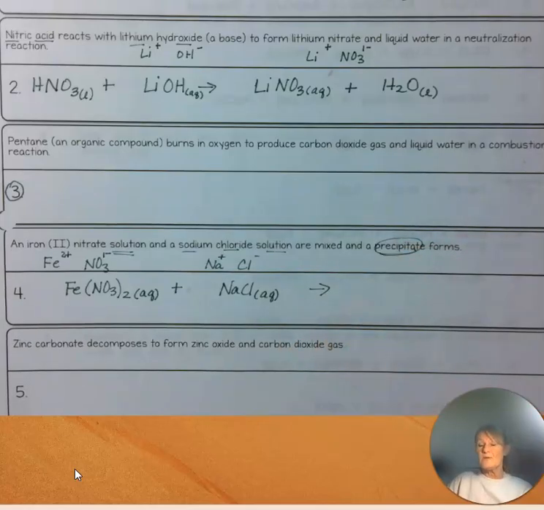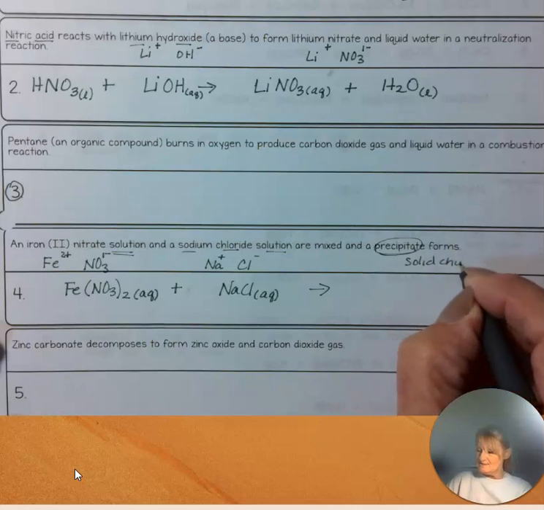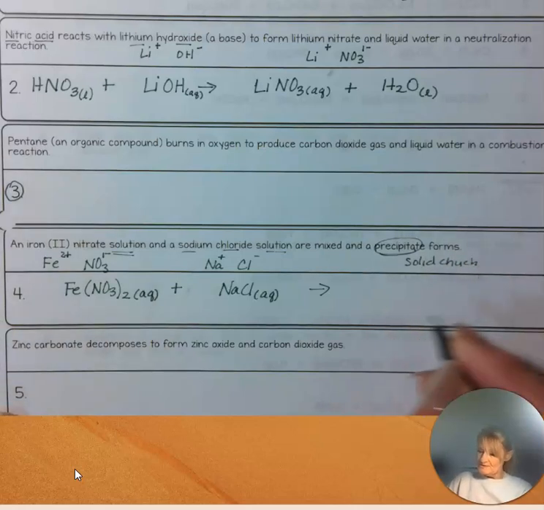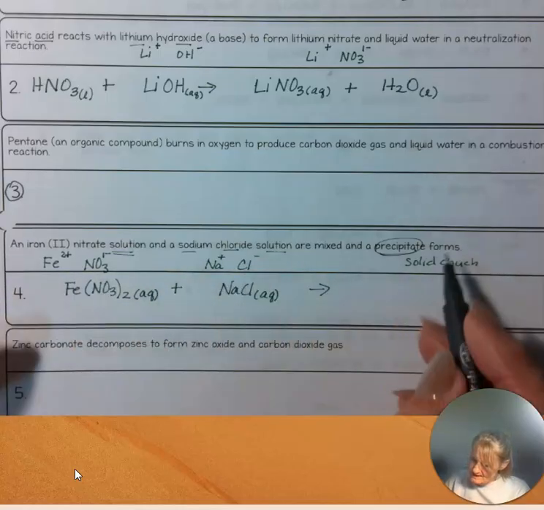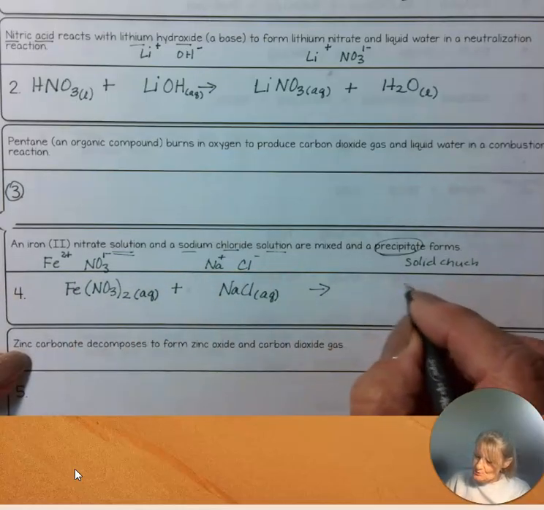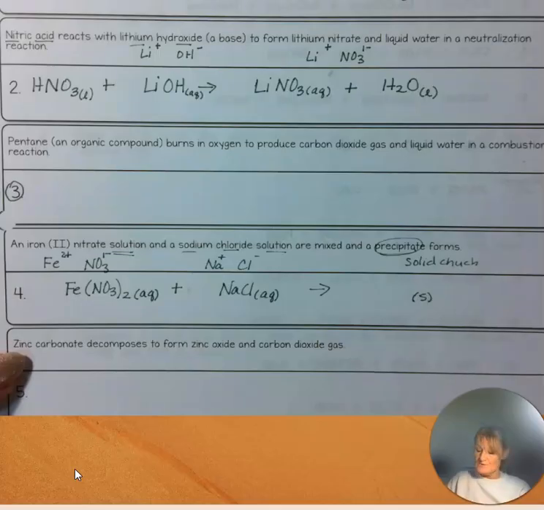Okay, they're mixed and a precipitate forms. Remember that precipitate, what that meant with our evidence is those solid chunks. Remember we said they'll float out of it. So what they're telling you is that a precipitate forms. They don't tell you what it is. At this point, they just tell us that a solid forms, and we don't know what it is. So right now, translating, that's all you know.